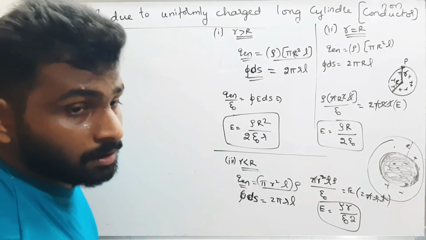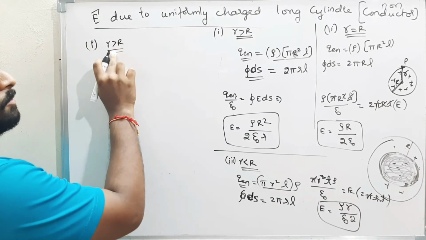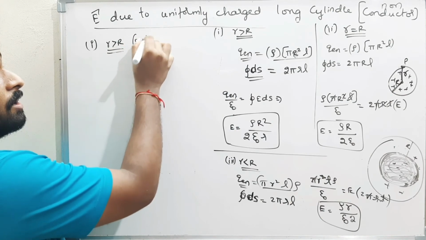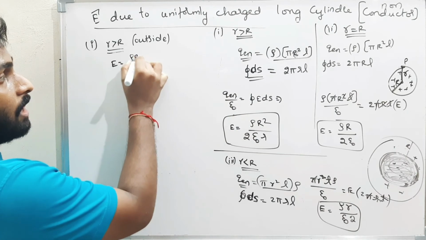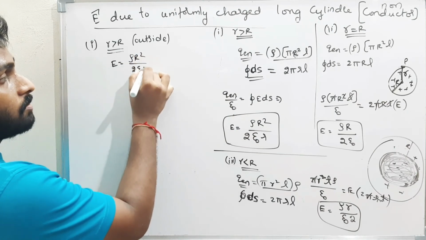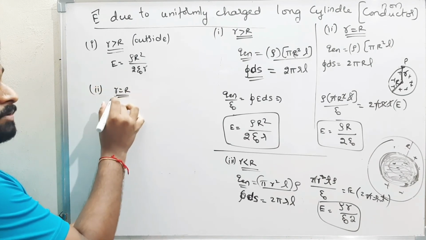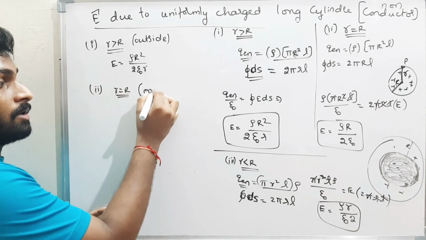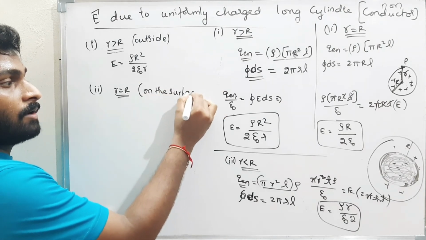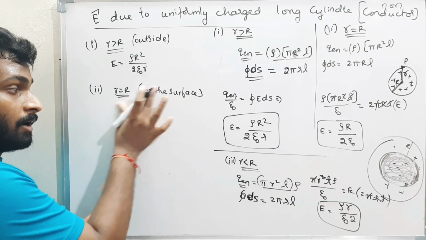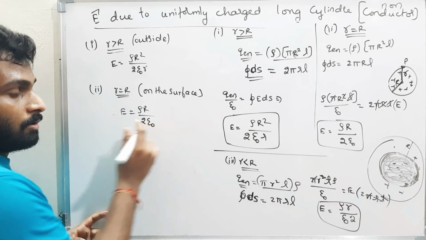And that is clear. That means finally I can write, when the point is outside, that means small r is greater than capital R. When the point is outside the cylinder, then what is the electric field? Electric field we got as rho capital R square by 2 epsilon naught small r. When the point is on the surface, that means when small r is equal to capital R, then what is the electric field? Electric field we got as rho capital R by 2 epsilon naught.